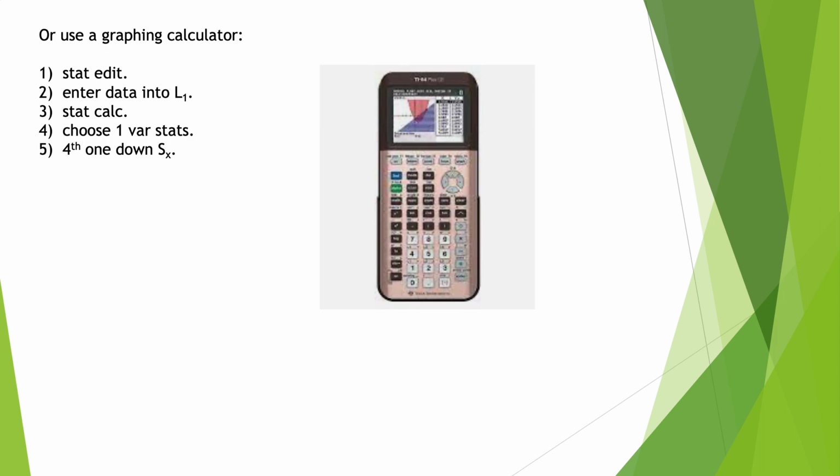And with the graphing calculator, life is much easier. You go to Stat Edit. You put the data into List 1. Then you go to Stat Calc. You choose one variable stat, and the fourth one down is Sx, and that stands for the standard deviation. So, pretty easy to do with the graphing calculator, and honestly, that's how I expect most people would be doing it these days.